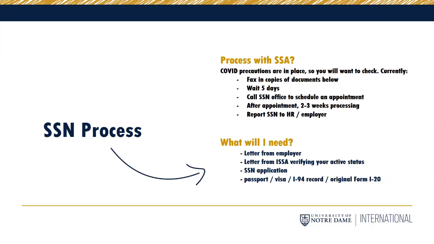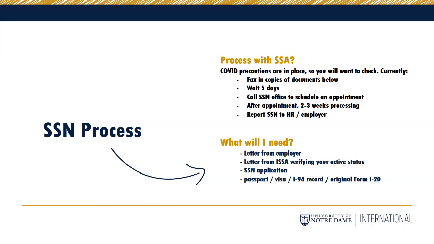Once they process the information, they'll send you on your way. After the appointment, you will not get your card nor number right then and there during that appointment. What will happen is usually within 2 to 3 weeks, you'll have it processed. They'll mail the card to whatever address you put on the application. So once you get that Social Security card, you have to give that number to Human Resources here on campus or to your employer. You don't have to give that number to anyone else on campus.